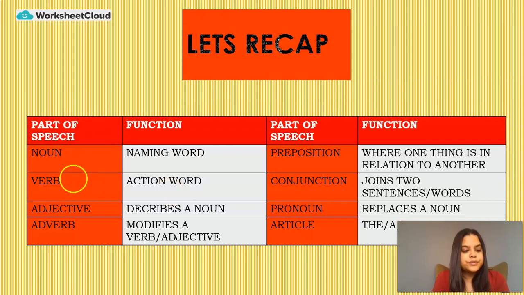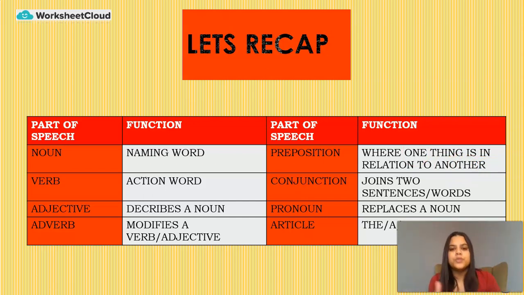An adjective describes a noun. So it basically gives us more information about the noun, tells us what the noun is wearing, what color the clothes are, etc. Adverbs modify a verb or an adjective. So this also is like a describing word, but it gives us a bit more information about the doing word in the sentence, or alternatively, the describing word in the sentence. Prepositions are where one thing is in relation to another. So it basically tells us where the subject is in relation to the object of the sentence.